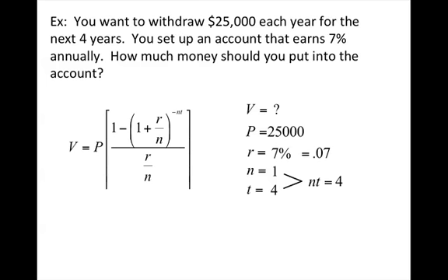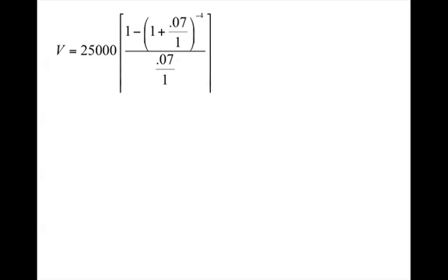Now I'm ready to plug these into my formula. So V equals P, which was 25,000, times 1 minus, and then in parentheses, 1 plus 0.07 divided by 1. Close your parenthesis, that's raised to the negative NT, so that's raised to the negative 4, and that's divided by 0.07. So this formula just involves a few more steps on the calculator than the other one.